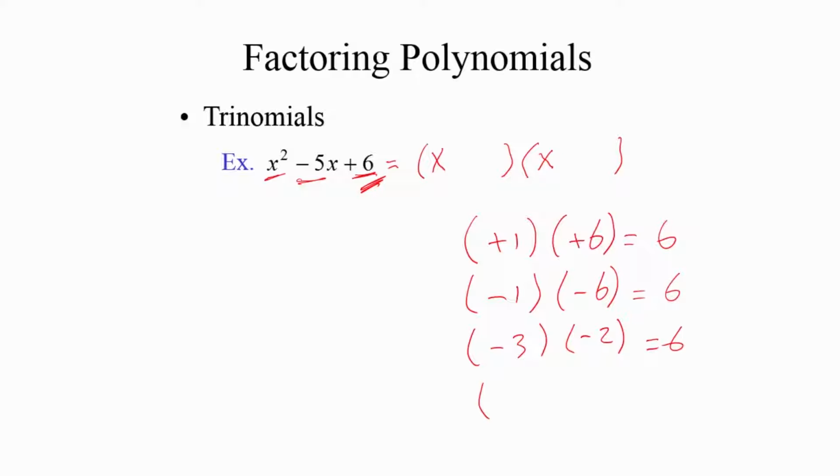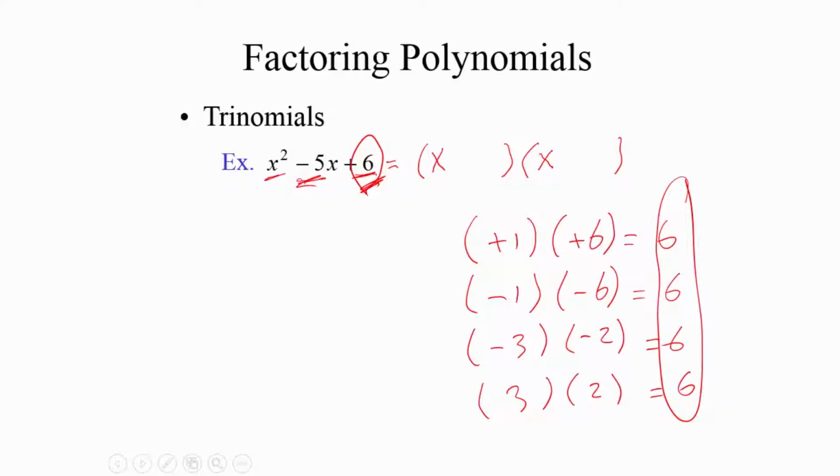I have a 3 and a 2. That would give me a plus 6. So all of them would satisfy this last term here. All of them would give me a 6. But only one of them, if you add them together, would give you a minus 5.